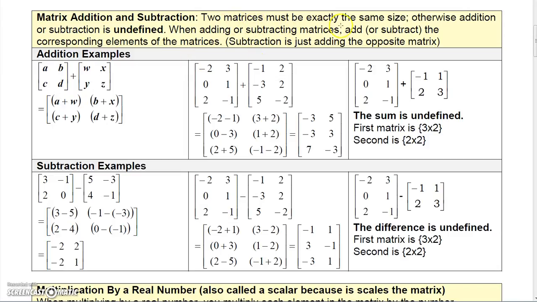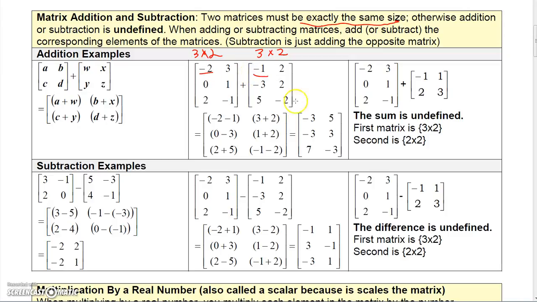Two matrices must be exactly the same size in order to add them or subtract them. So keep that in mind when adding or subtracting. It's really one of the simplest things you can do is to add two matrices. If you want to add two matrices like these two matrices, notice this one is a 3 by 2 and also the other matrix is a 3 by 2. So you can simply just add them together by adding each corresponding entry together.